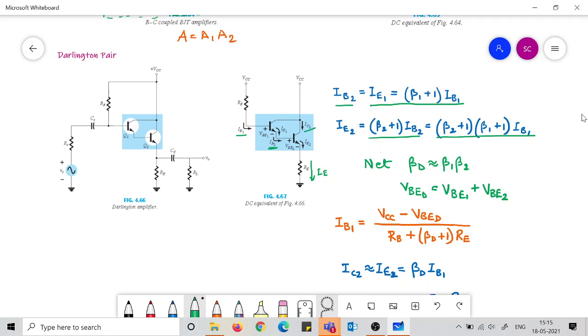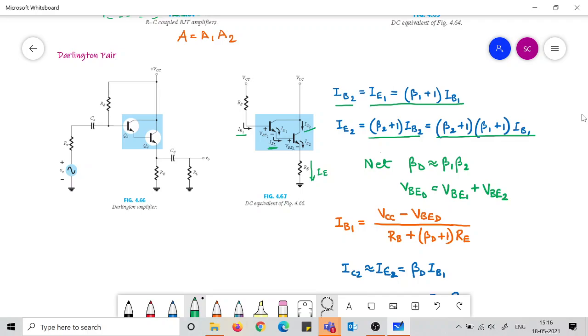Now we can say that there is a cumulative Darlington pair gain, beta D. This beta D will be approximately equal to beta 1 beta 2, because the other terms will be very small compared to beta 1 beta 2. So we can approximate it as beta 1 beta 2, but you can also keep it like this, there is no problem. This is just an approximation.